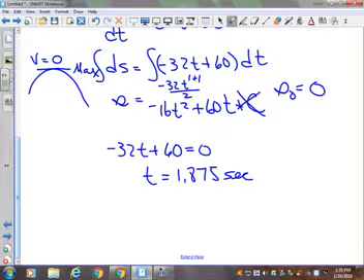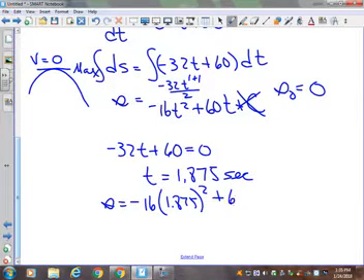So now go back and store that or type it in the formula for negative 16 times 1.875 squared plus 60 times 1.875. So you can calculate how high it was. So we're doing the same thoughts here, but we had to make the formulas a different way than we did before.